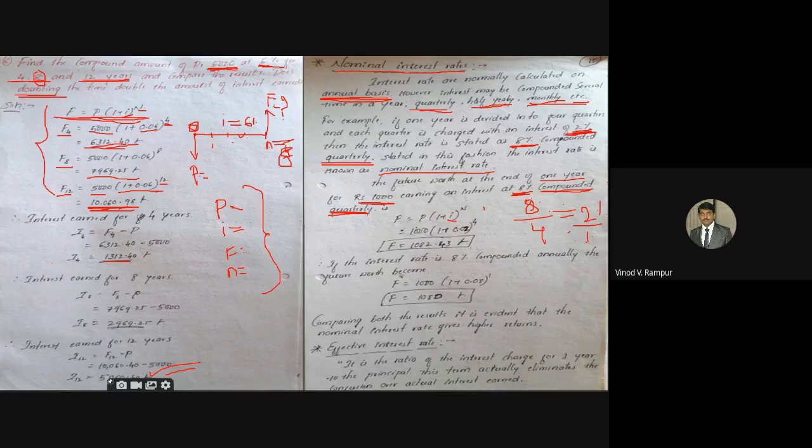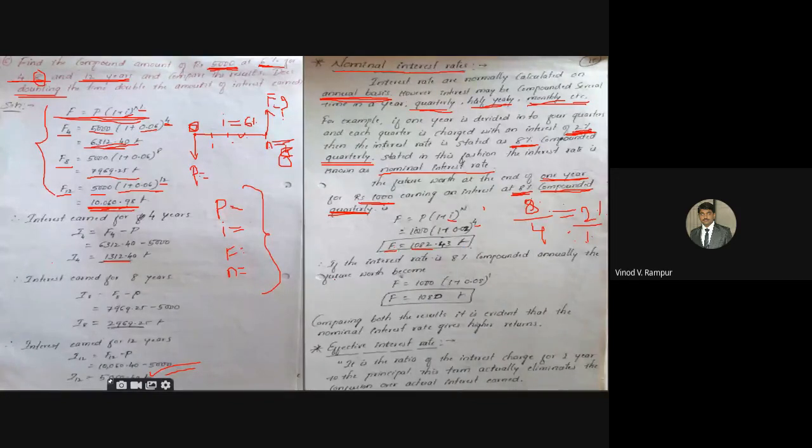Now 2 by 100, that is 0.02, raised to 4, that is compounded quarterly. That means 4 quarters in a year, because 1 year they have given. Now 1000 into 1 plus 0.02 raised to 4, you are going to get 1082.43 rupees. The future sum of the amount you are going to earn.